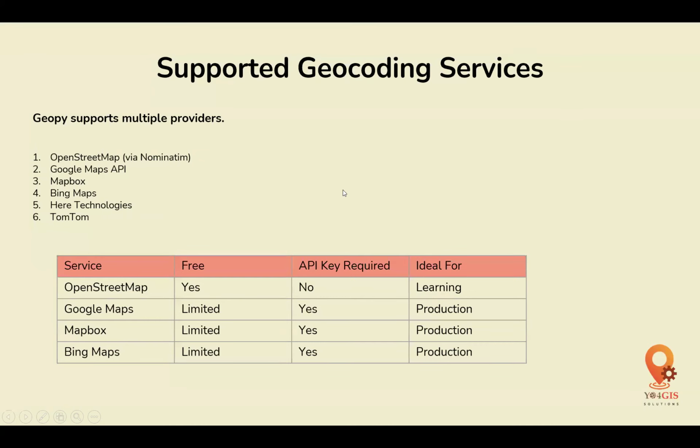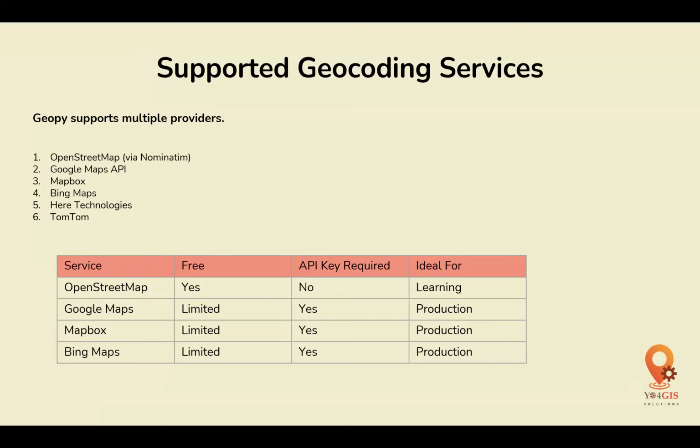Now after that, what are the services supported by GeoPy? Here is the list of the services: OpenStreetMap, Google Map API, Mapbox, Bing Map, Here Technology, and TomTom. And what are the limitations we have for these services?